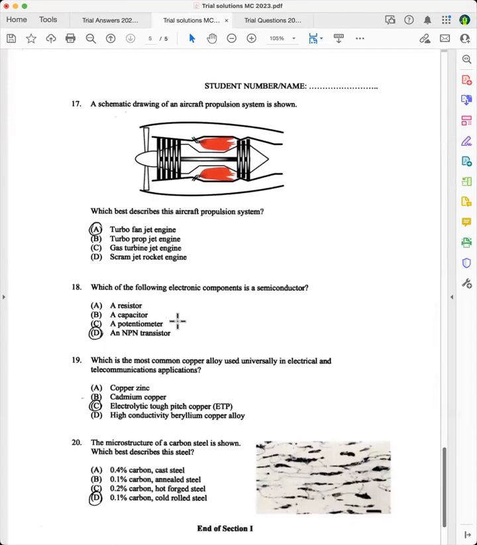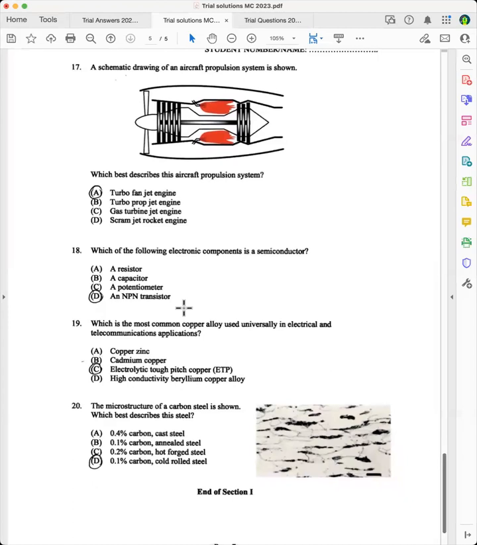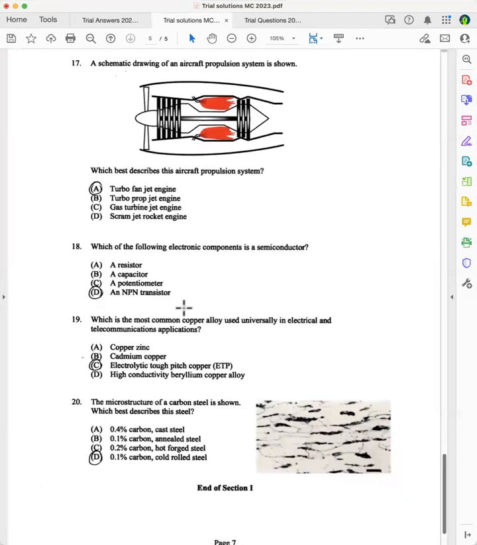18. Which of the following electronic components is a semiconductor? You should know that it's a transistor. None of these are semiconductors. Which is the common copper alloy used universally in electrical and telecommunications applications? ETP is the one that is universally used, electrolytic tough-pitch copper, which is almost 100% pure copper.